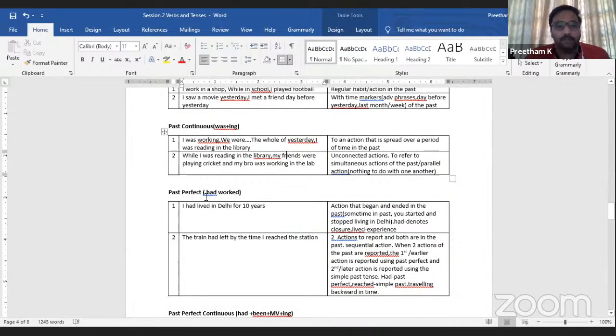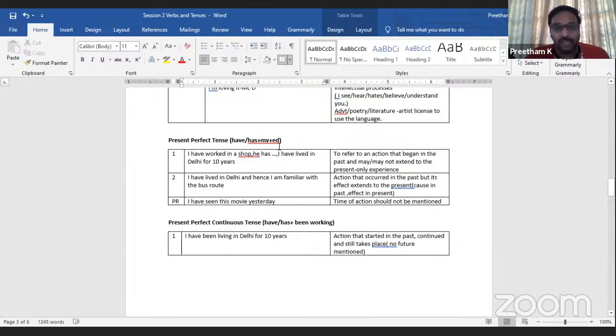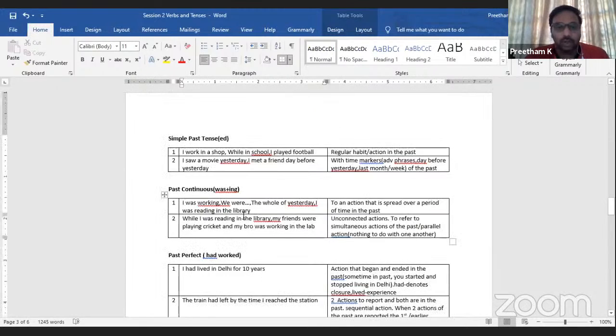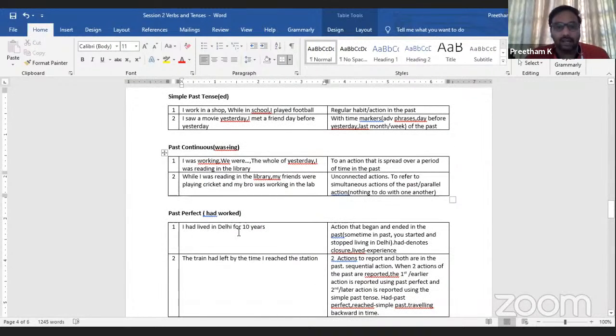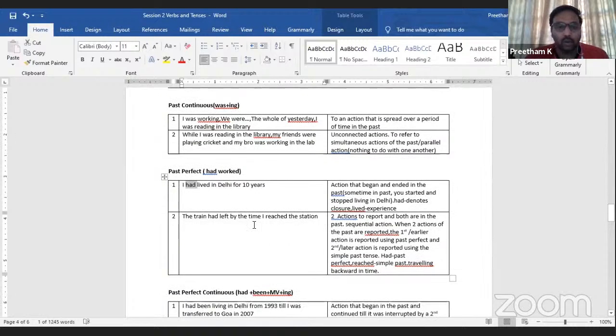Then past perfect. So what is the pattern that you follow? Use had. In the present perfect, use has or have plus main verb plus ed form. Here, instead of has, you just use had. I had lived in Delhi for 10 years. Means what? Action that began and ended in the past. Had denotes closure. Lived is equal to experience. So when you say I had lived in Delhi, it denotes that now you don't stay.